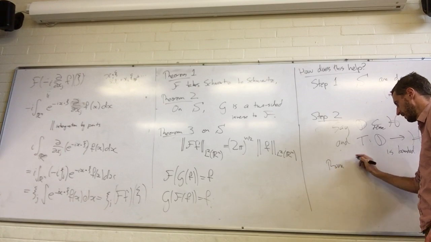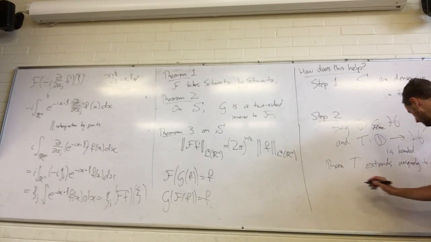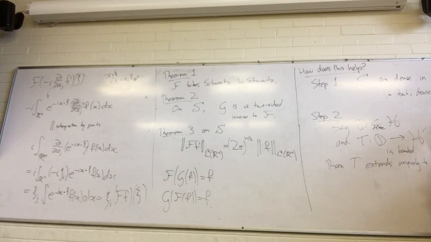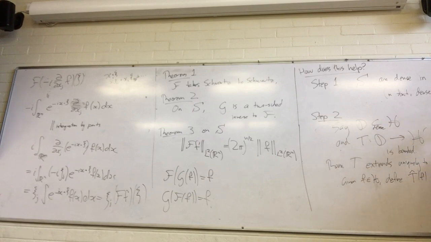If T is bounded, then T extends uniquely to a bounded linear operator on H, and in fact, it has the same bound as the original T. The proof of this is, of course, pretty easy. Let's call this guy T hat, the extended one. Given f in the whole space, what do you do? You define T hat of f by just picking a sequence g_n in the dense subspace such that g_n converges to f.